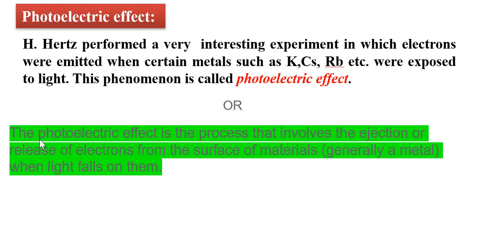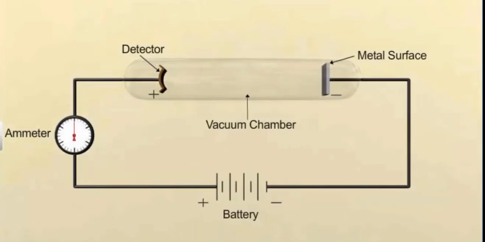Another definition: the photoelectric effect is a process that involves the ejection or release of electrons from the surface of materials, generally metals, when light falls on them. One animation you can see here. This is the equipment of the photoelectric effect. Here one cathode is there, one anode is there. The anode is a metal surface.